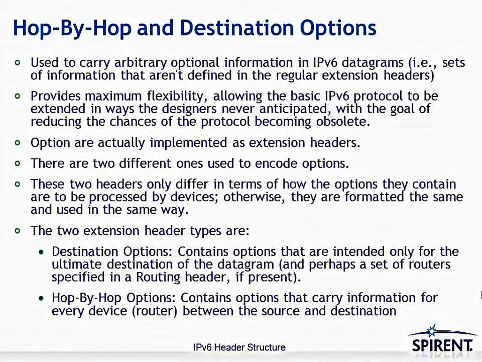I mentioned earlier too, hop-by-hop and destination options used to carry arbitrary information. In other words, they're TLV encoded, type length value, to provide maximum flexibility, and that's implemented as an extension header within the IPv6 world. So hop-by-hop options are actually implemented using two extension header types, the destination options. So these are options that are intended only for the destination of the datagram, or perhaps a set of routers in between if specified in the routing header. And hop-by-hop options, which contain options to carry information for every device, i.e. router, between the source and destination.